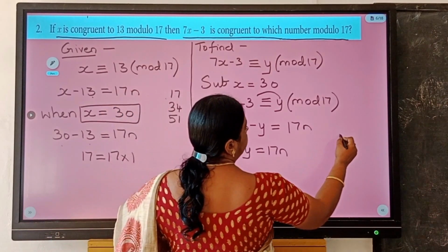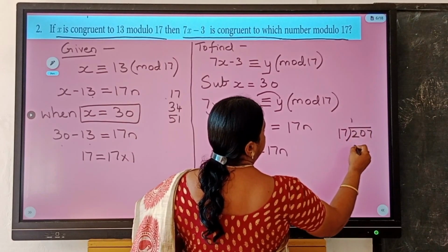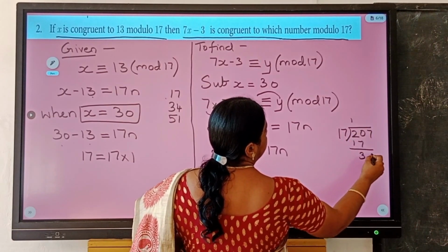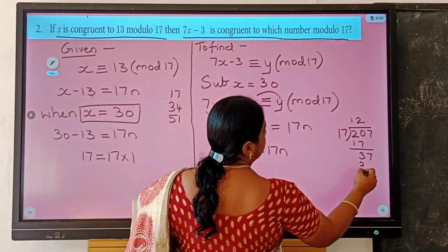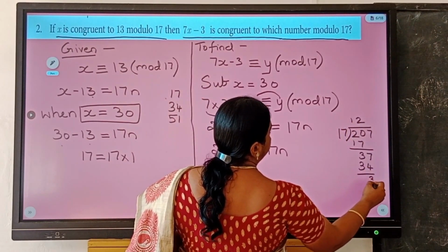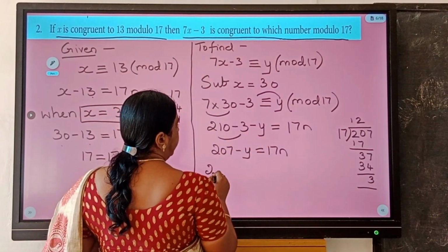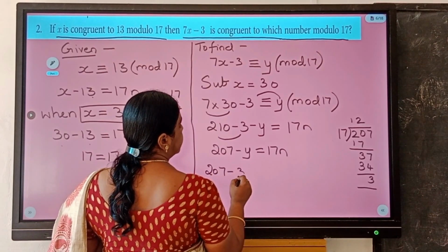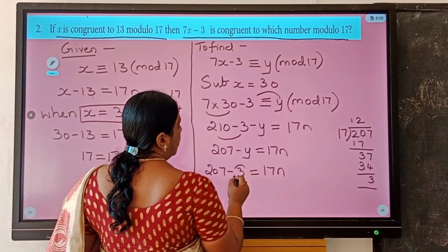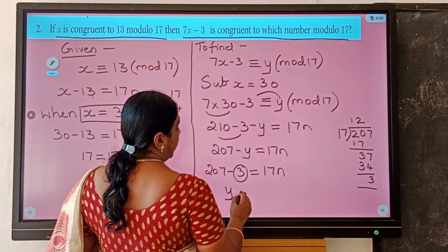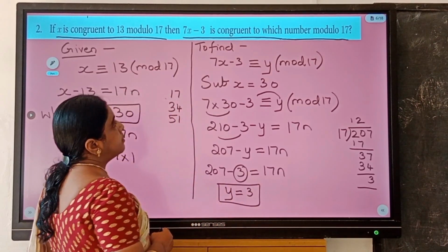Now let us divide 207 by 17. 17 ones are 17. Remaining 3, bringing down that 7. 17 twos are 34 and you have your remainder 3. So we can write 207 minus 3 is some multiple of 17. So in the place of y, we have found the value of y to be 3, and that is my answer.